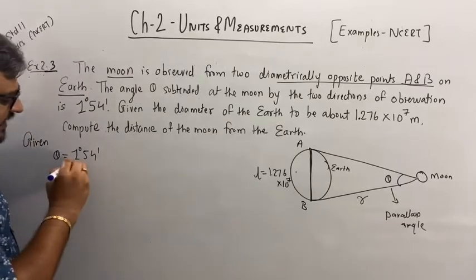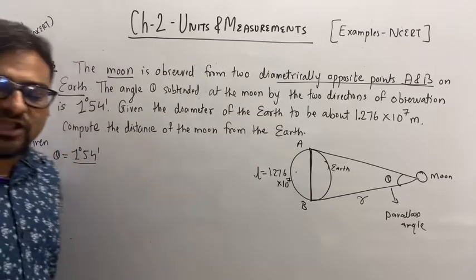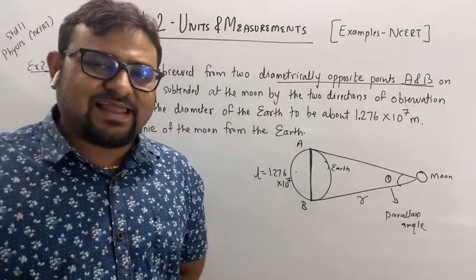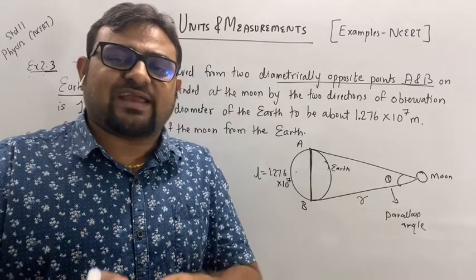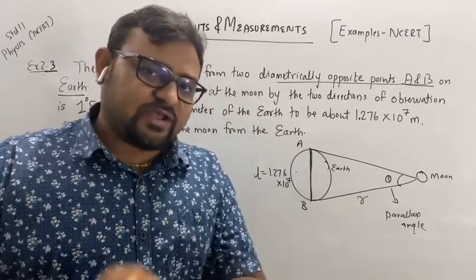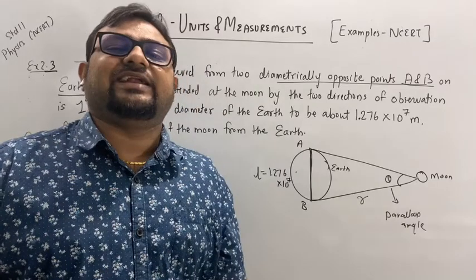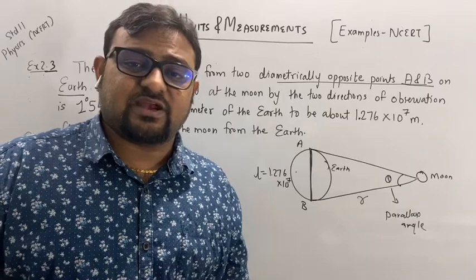Now see, theta is given in degree. Whenever you are going into a calculation like angle equal to arc by radius, at that time the value of the angle must always be in radian. You cannot use it in degree. So first we need to convert it into radian.